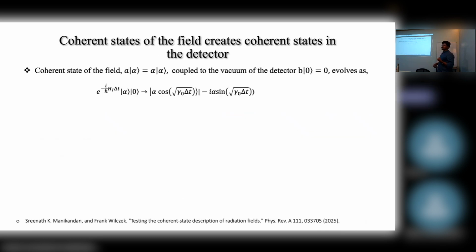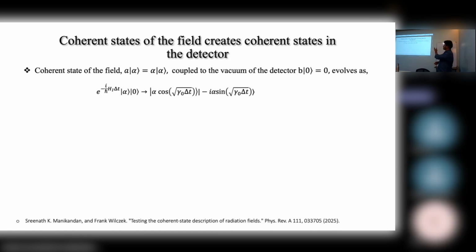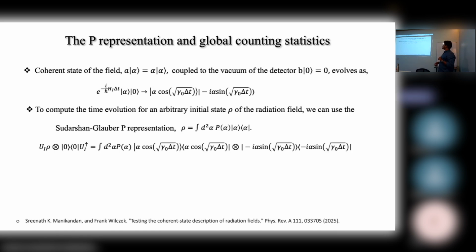Now one can ask how the state evolves when the radiation field is in a coherent state and the detector is initially in the vacuum state. This is essentially one coherent state and the vacuum state time evolved under this resonant interaction. What you see is that the coherent state amplitude slightly decreases and the amplitude of the detector slightly increases, going like sine. Now one can also ask what happens for a generic quantum state of the radiation field.